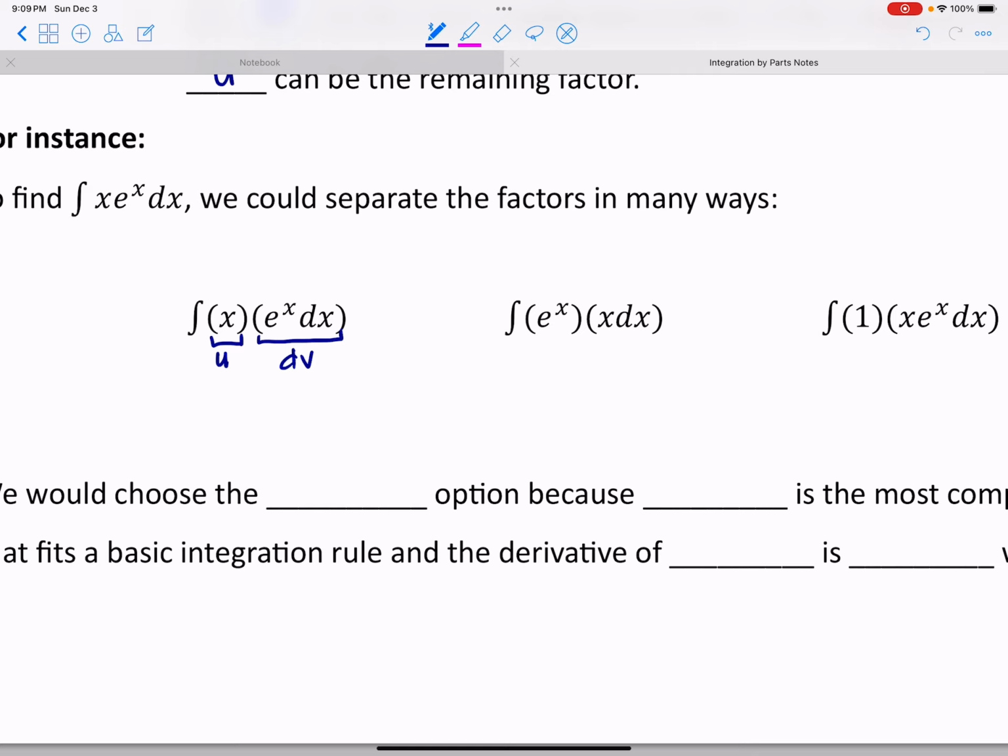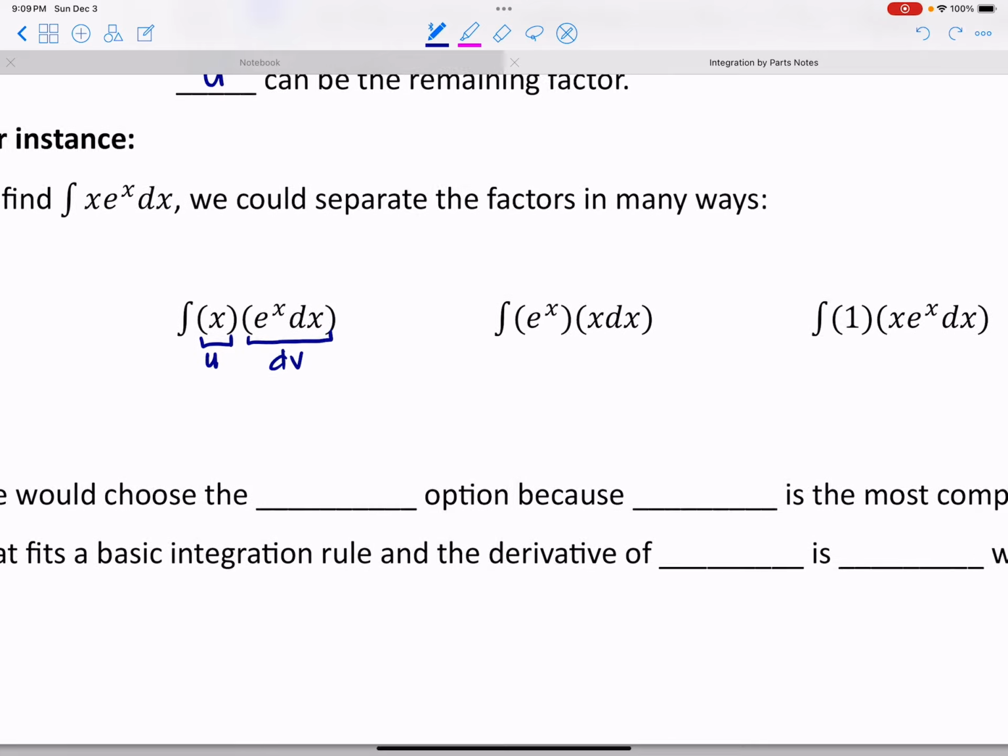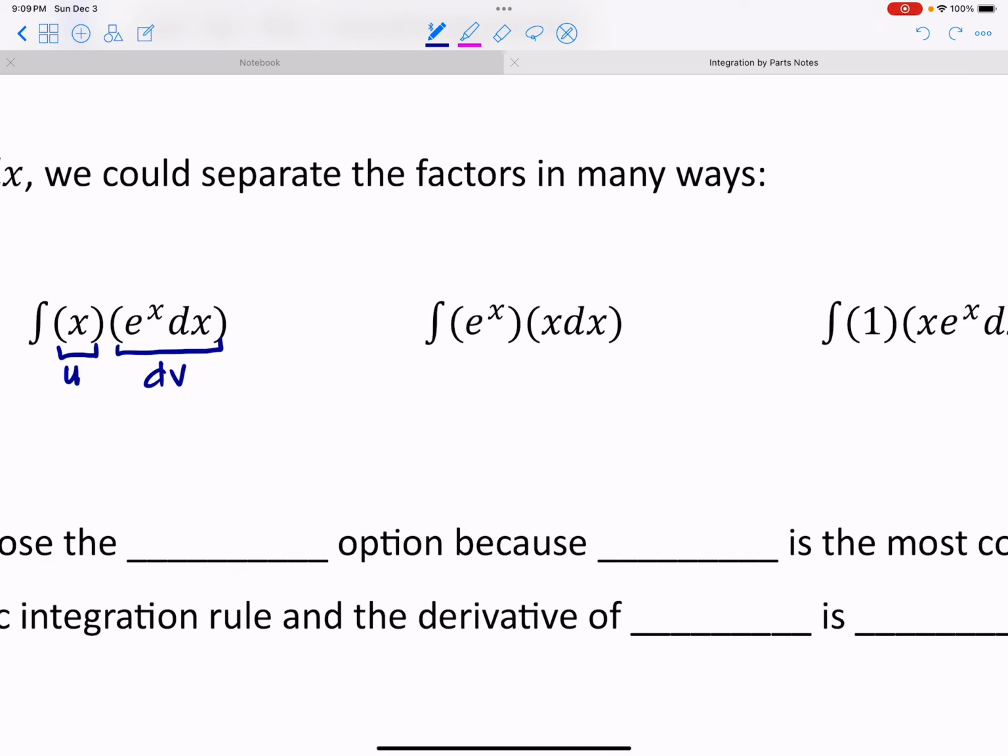Okay, so call x the u part of it, and call e^x dx the dv part of it. And whatever part you choose for dv, note that dx would have to be in that portion because it is a derivative. Or instead of separating that way, maybe I call e to the x u, and then the other portion, x and dx, could be the dv.